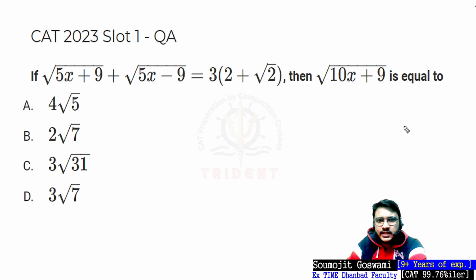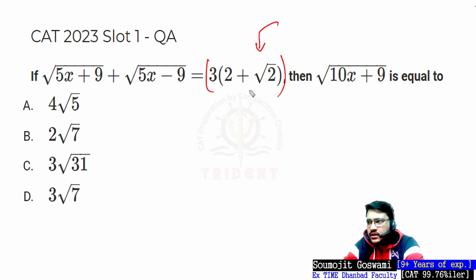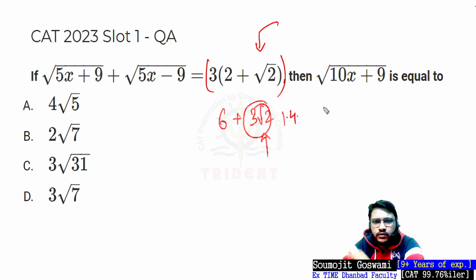There's a whole lot of algebra that I can do, a square, b square and all that, squaring the LHS and then squaring the RHS. But then again, I don't like to solve it like that. The right hand side of this equation is 3 into 2 plus root 2, that is 6 plus 3 root 2. Now root over 2, all of you should know, is 1.4 something, 1.414. So let's take it as 1.4 only.